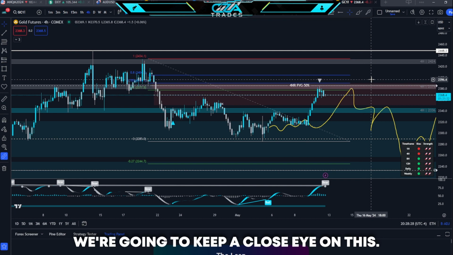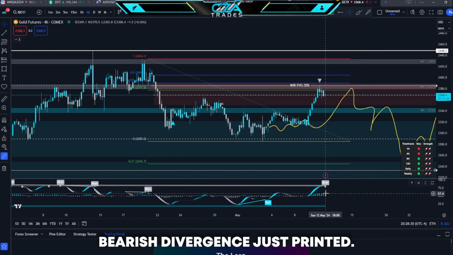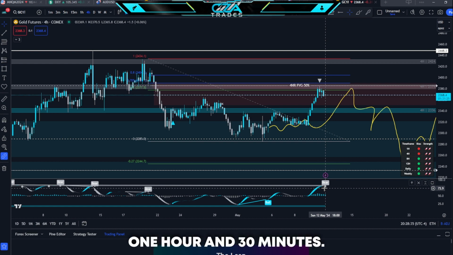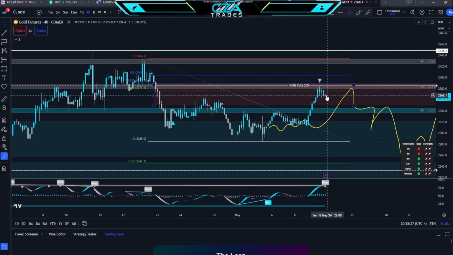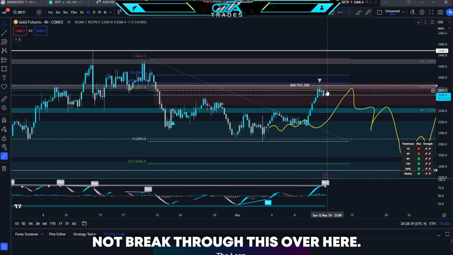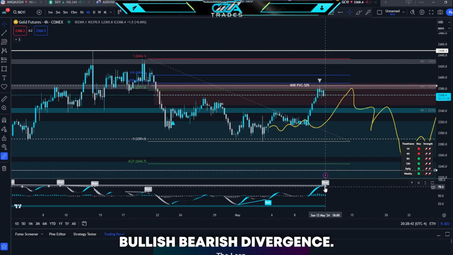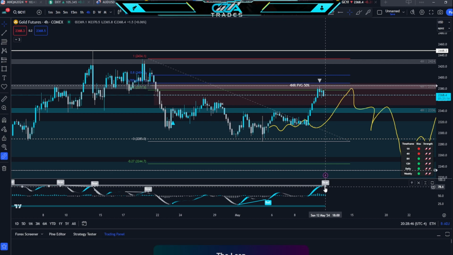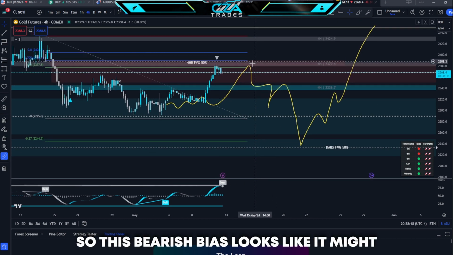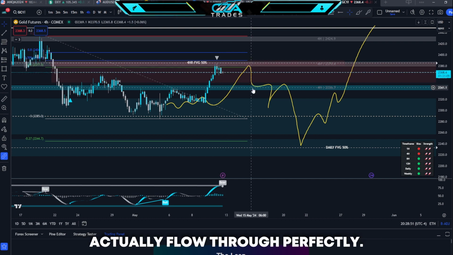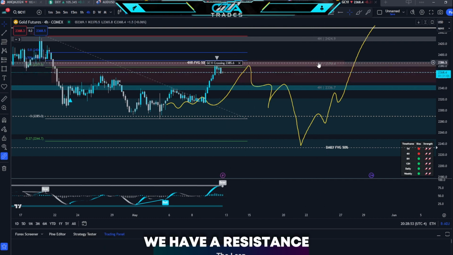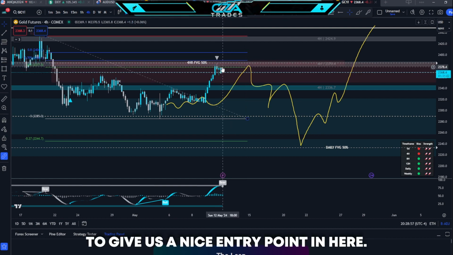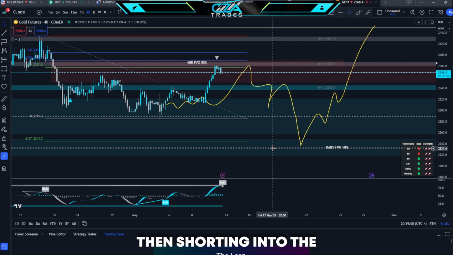We're going to keep a close eye on this. We also have right here on the 4-hour, bearish divergence just printed. It's about to print in 1 hour and 30 minutes. Right? As long as this candle does not break through this over here, we're looking at a bearish divergence, excuse me. So we're looking for bearish positions. We're looking to go short. So this bearish bias looks like it might actually flow through perfectly. We have a resistance line here by EZAlgo, and we're waiting for this price action to give us a nice entry point in here, and then shorting into the daily fair value gap.